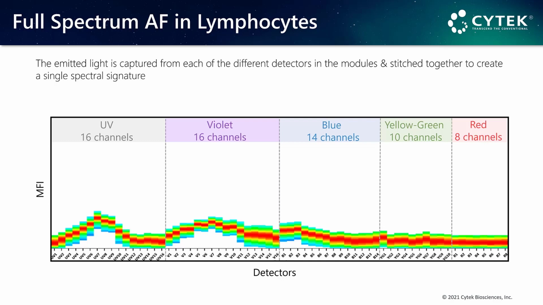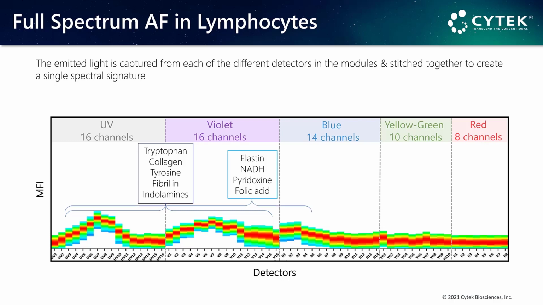There are a number of cellular metabolites and structural components present within cells that are going to contribute to the autofluorescent signatures that we observe. Primarily excited by the ultraviolet and violet lasers, tryptophan, collagen, tyrosine, fibrillin, and indoleamines are major contributors to the distinctive UV peak and that violet hill-shaped emission curve we see. Elastin, NADH, pyridoxine, and folic acid contribute to the emission we see not only from the blue, but also from those violet and ultraviolet lasers.